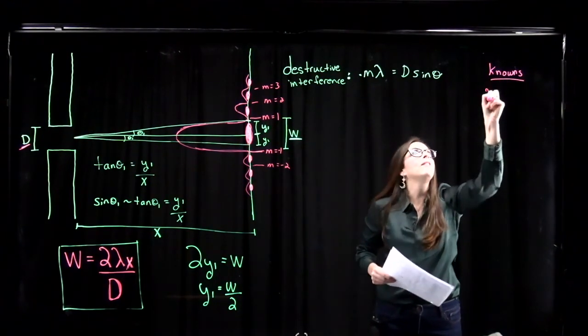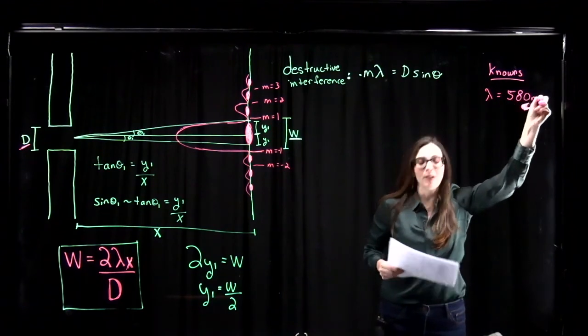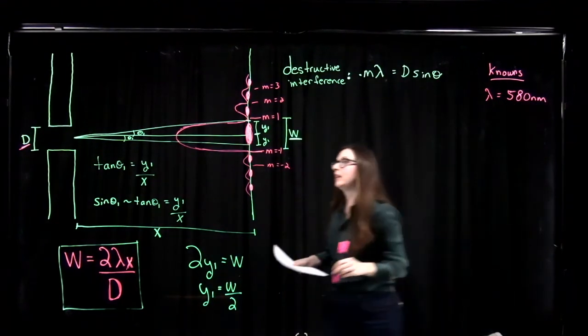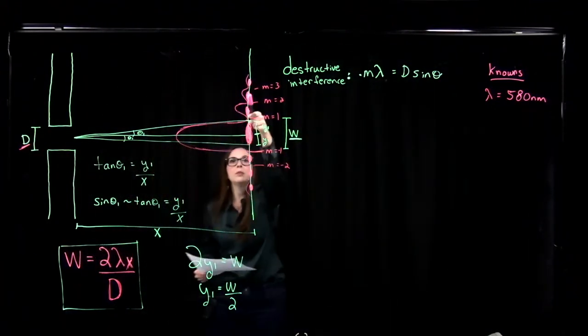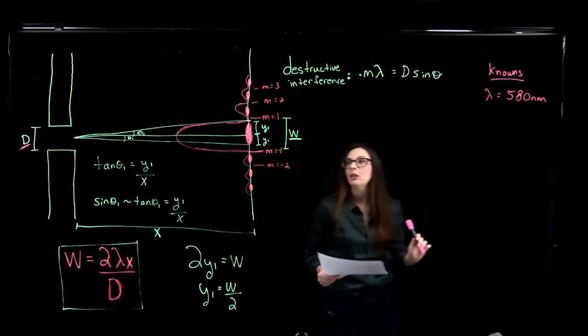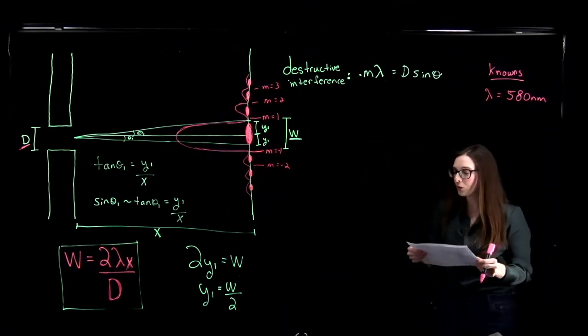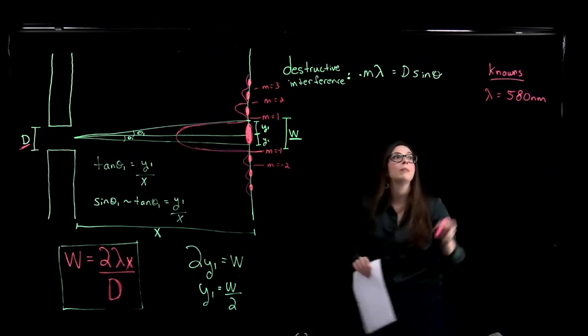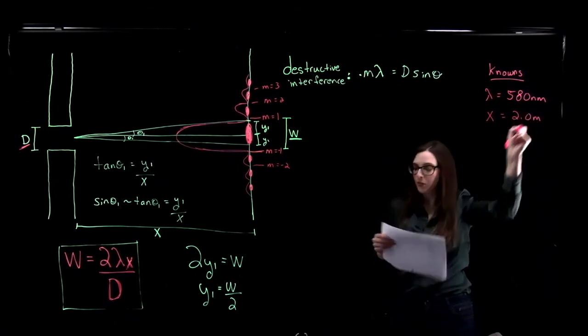Light of wavelength 580 nanometers is incident on a single slit. So it's light coming in through our single slit, setting up a destructive and constructive interference pattern on the other side. The observing screen is placed 2 meters from the slit, so that's x is equal to 2 meters.